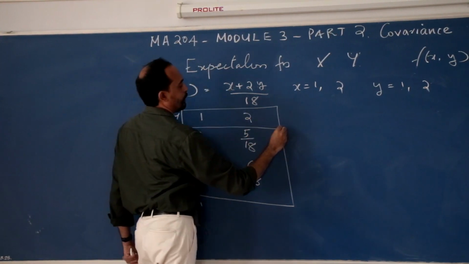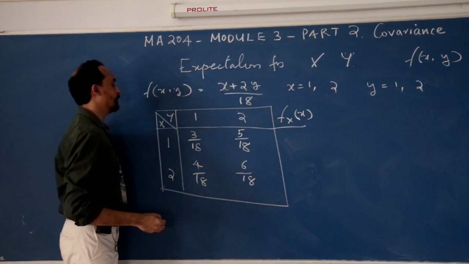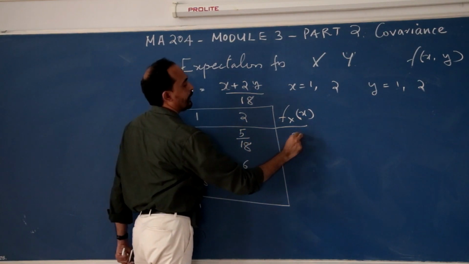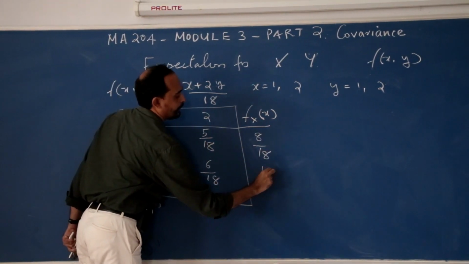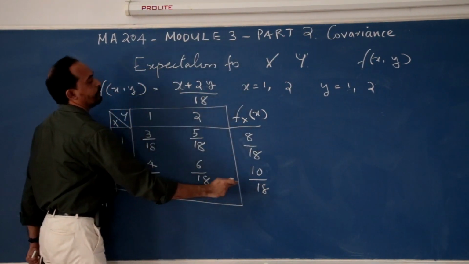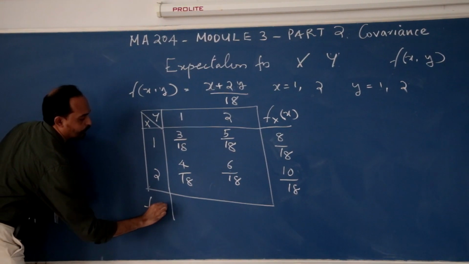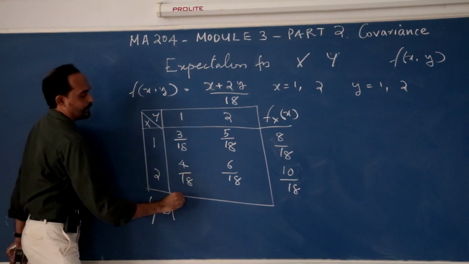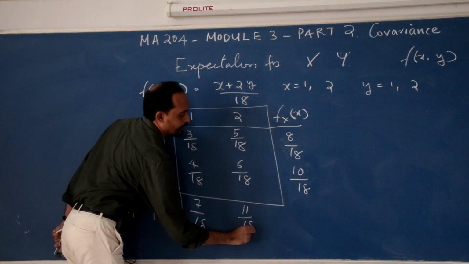In the previous class we defined the marginal distribution function f(x) of x. Adding, we get 3 plus 5, 8 by 18, and here it is 4 plus 6, 10 by 18. This is the marginal distribution function of x. And here f(y) is the marginal distribution function of y: 3 plus 4, 7 by 18, and 5 plus 6, 11 by 18.